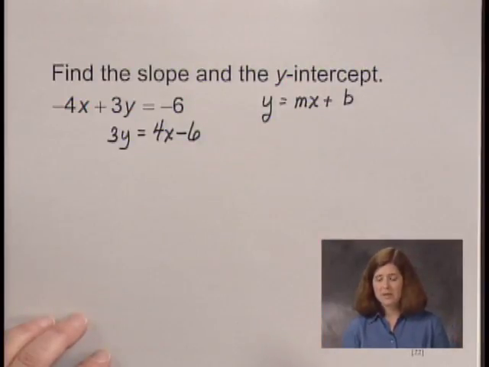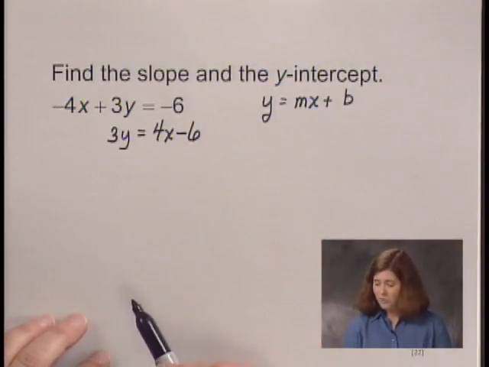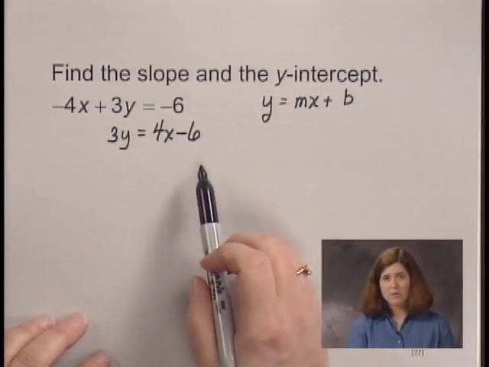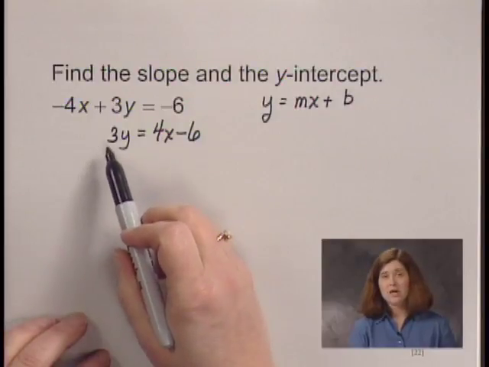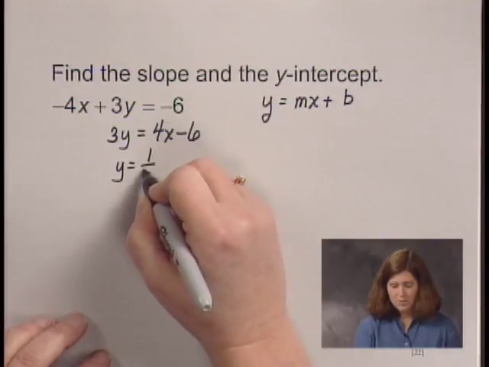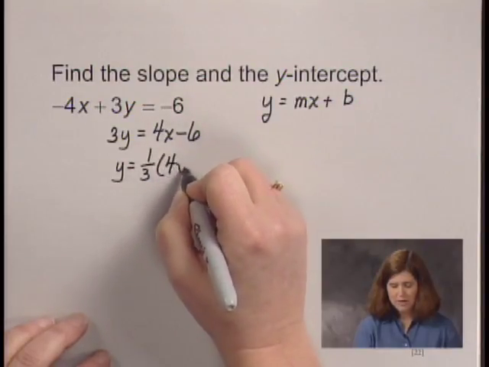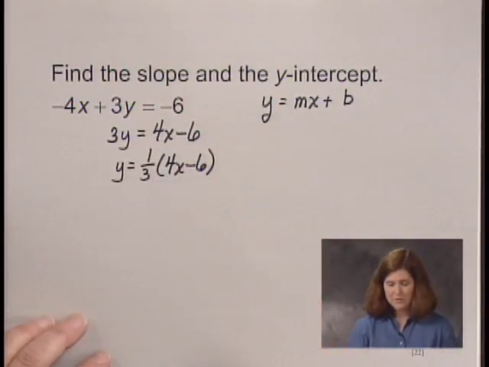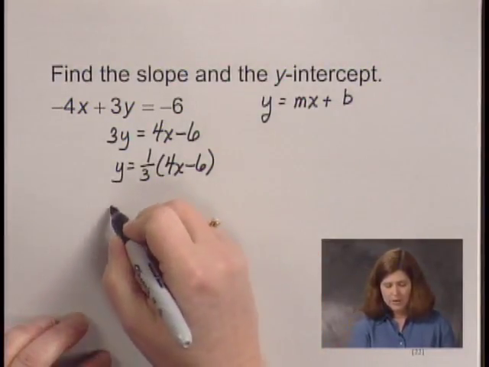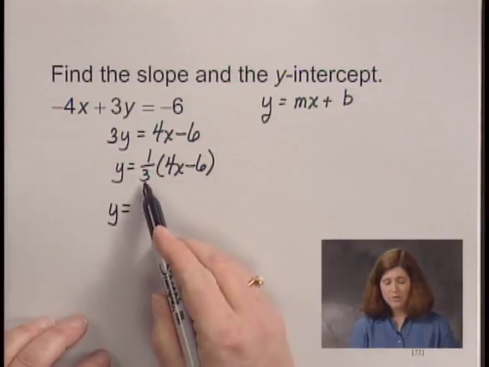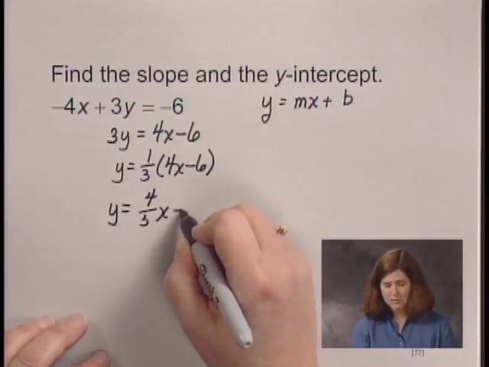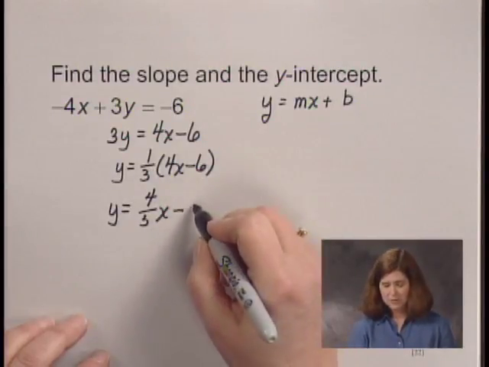minus 6. Now we need to solve for y, and we can solve for y by multiplying by 1/3 on both sides of the equation. 1/3 times 3 is 1, so we just have y equals 1/3 times 4x minus 6. Now I want to multiply the 1/3 through here, so that'll give me 1/3 times 4, or 4/3 x, minus 1/3 times 6, which is 2.